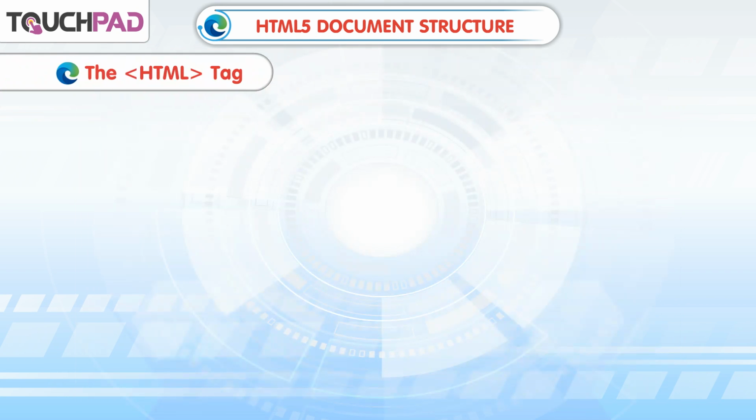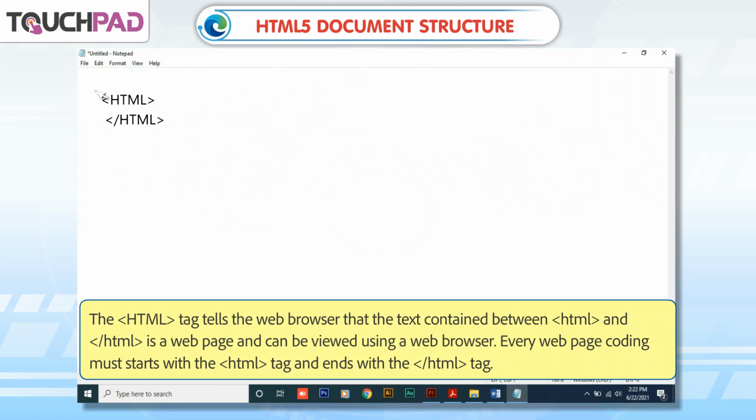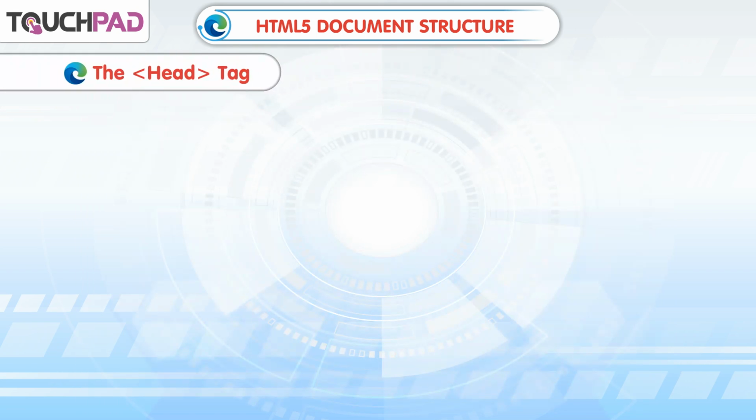The html tag. The html tag tells the web browser that the text contained between html and /html is a web page and can be viewed using a web browser. Every web page coding must start with the html tag and end with the /html tag.